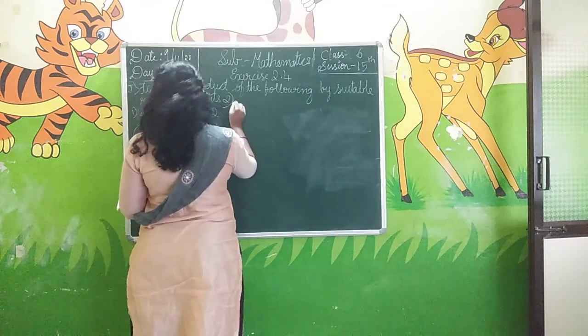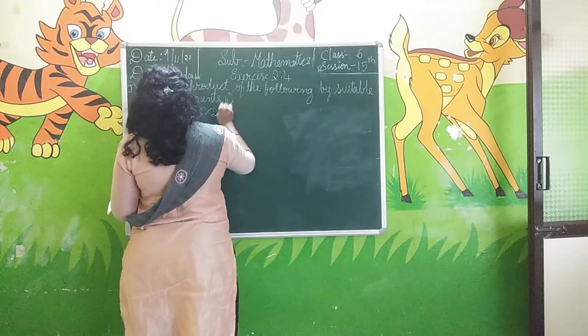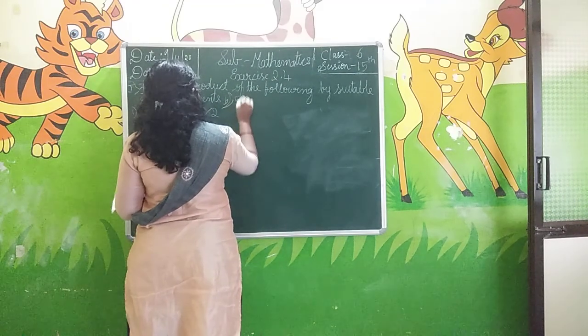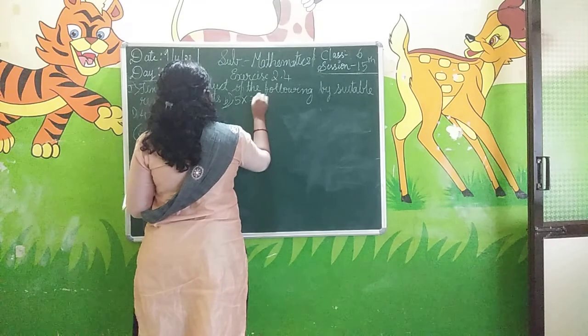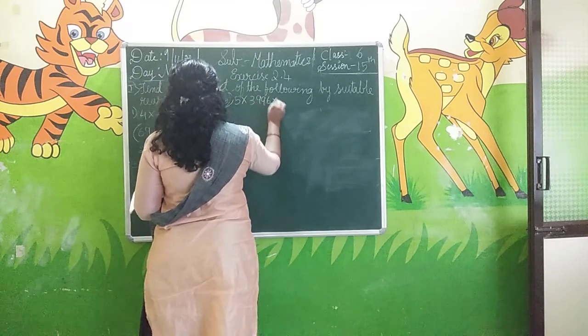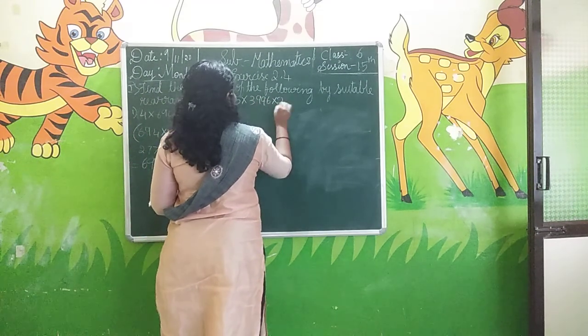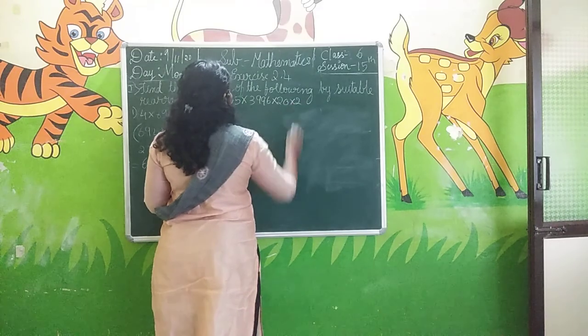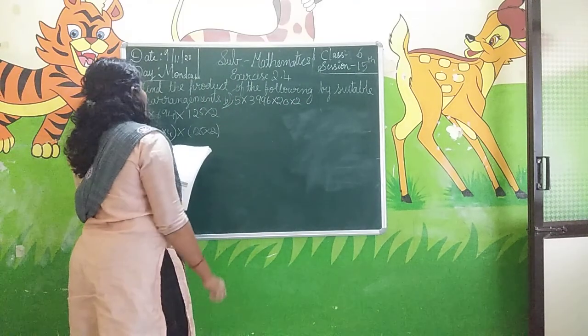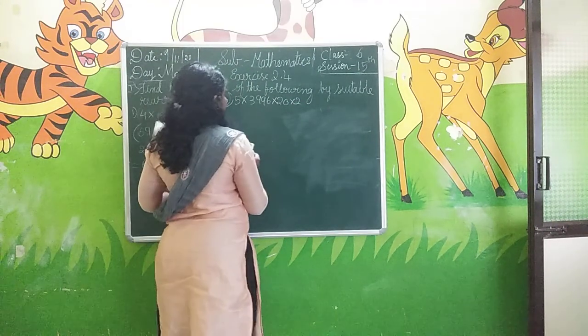Problem. What is the second problem? B. 5 into 396 into 20 into 2. By doing proper rearrangements, we can do the multiplication very easily.